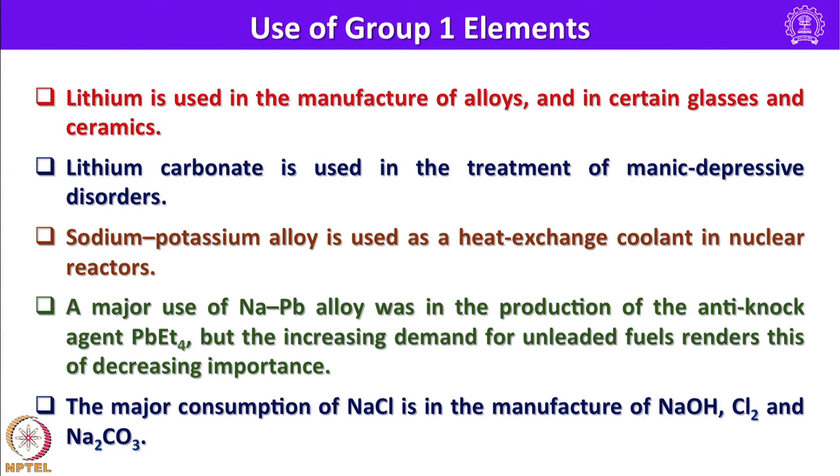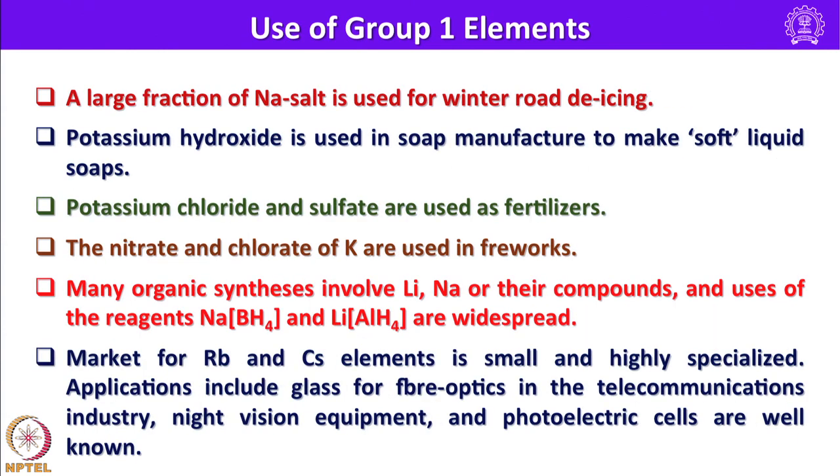The major consumption of sodium chloride is the manufacture of sodium hydroxide, chlorine, and sodium carbonate. And a large fraction of sodium salt is used for winter road de-icing in cold countries. Potassium hydroxide is used in soap manufacturing to make soft liquid soaps. Potassium chloride and sulfate are used as fertilizers. Nitrate and chlorate of potassium are used in fireworks.